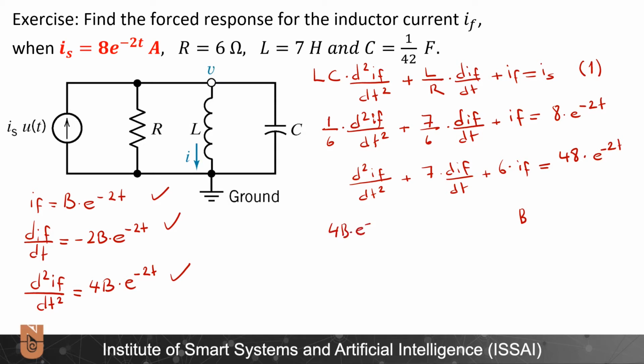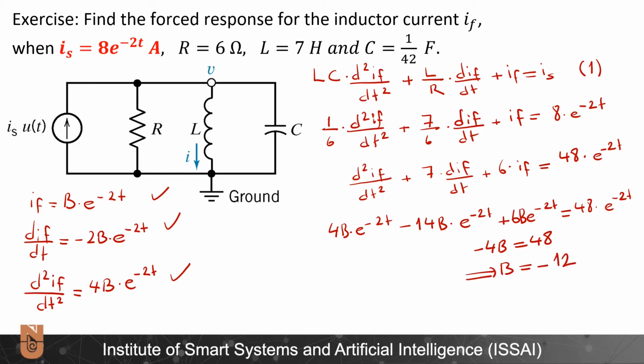4b times e to the minus 2t plus minus 14b times e to the minus 2t plus 6b e to the minus 2t is equal to 48 times e to the minus 2t. I can write everything in the parentheses of e to the minus 2t. Accordingly, I will have minus 4b equal to 48, and from here I find b is equal to minus 12.